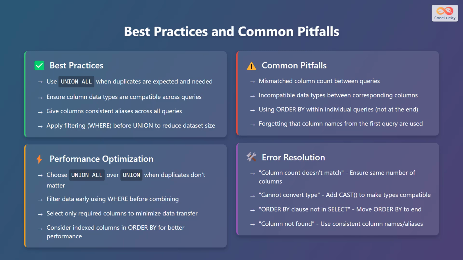Some common pitfalls include mismatched column counts between queries, incompatible data types between corresponding columns, using order by within individual queries instead of at the end, and forgetting that column names from the first query are used. When encountering errors such as column count mismatch, ensure the same number of columns in all queries. For type conversion issues, use the cast function to make types compatible. Move the order by clause to the end of the query if it is causing an error, and use consistent column names or aliases to resolve column not found errors.